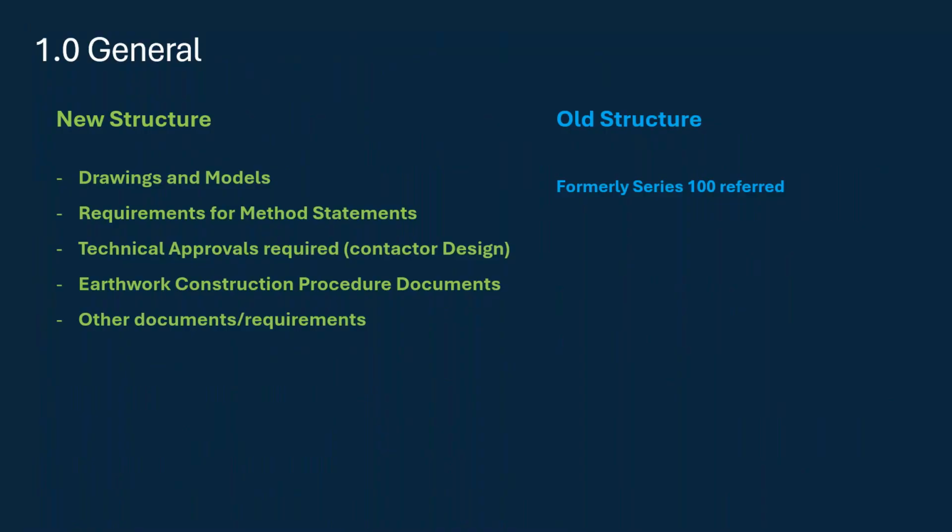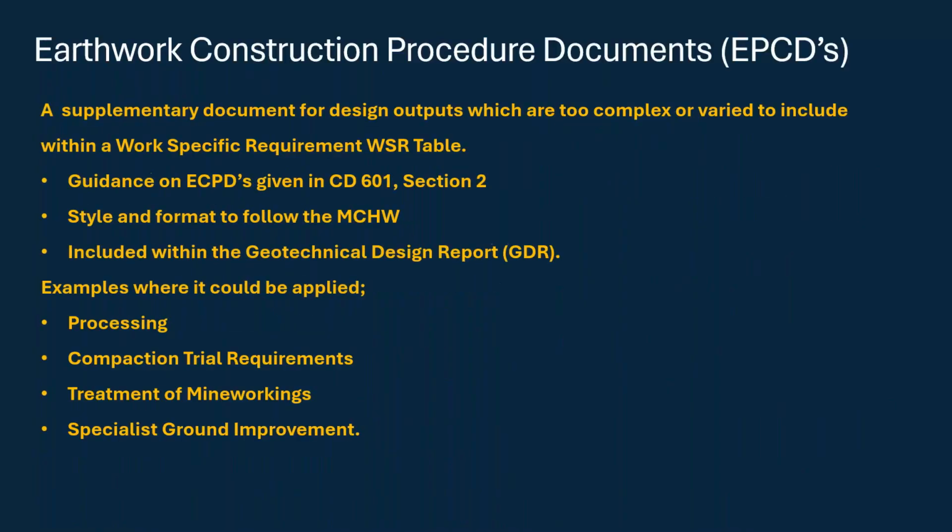So all the drawings, models, any design reports, requirements for method statements, any technical approvals that have got to be applied for from the contractor and contractor design, and any other documents and requirements which are relevant. So it may well refer to the Construction Environmental Management Plan, for example, or the MMP, or other documents which may relate to your earthworks. So again, it was covered before, but it's a bit neater now, and it's actually within Series 600.